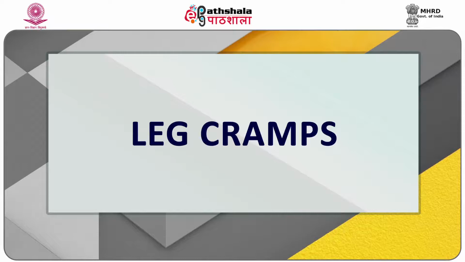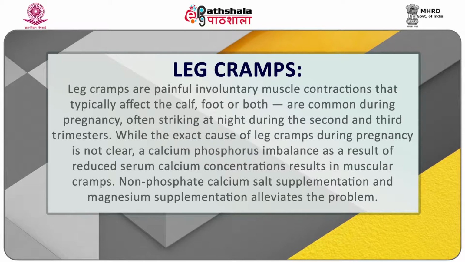Coming to the other complication of pregnancy, leg cramps. Leg cramps, as we know, are painful involuntary muscle contractions that typically affect the calf, the foot, or both, and are common during pregnancy. They often strike at night during the second and the third trimesters. That is, during the second and the third trimesters, this is found to be more common.